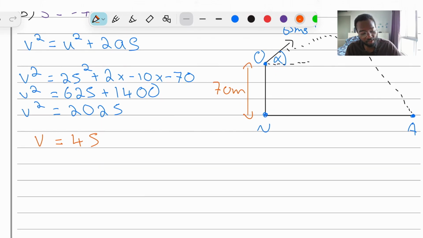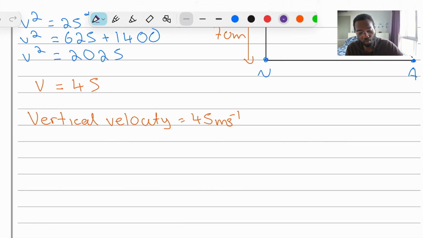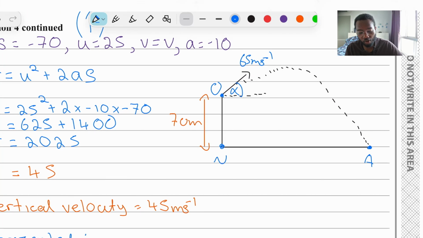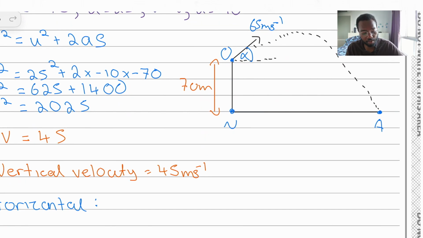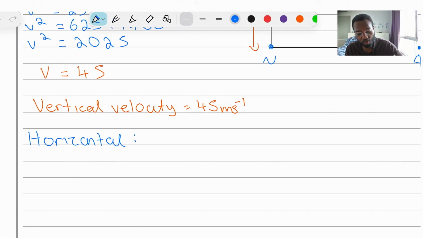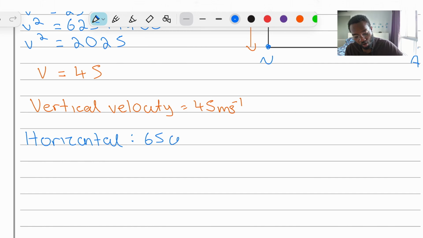Well, we know that the vertical velocity is equal to 45 meters per second. So that's the vertical part done. Now we need to work out the horizontal velocity. So how can we work out the horizontal velocity? If we look at the horizontal component, we actually don't really need to use an equation as such. The horizontal speed would just be that 65 times cos alpha. So in this case, it'll be 65 cos alpha.